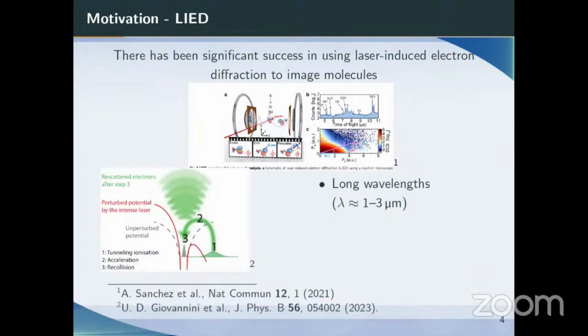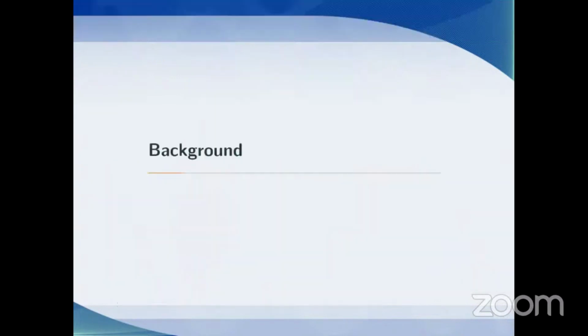And in LIED, we look at long wavelengths, like 1 to 3 microns, and you get high electron recollisions with high photoelectron currents.